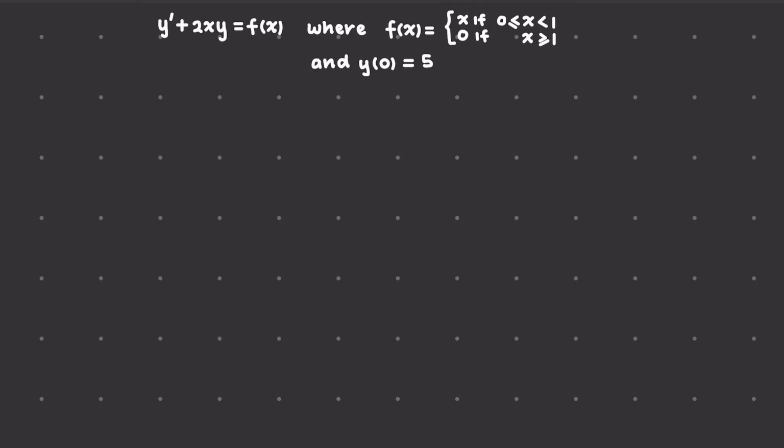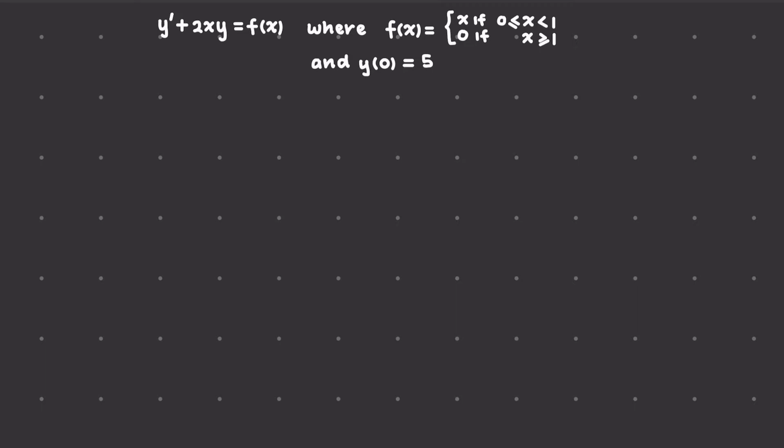Hey everyone, we're back with our second example for today's topic, which is piecewise functions in differential equations. We've got here y prime plus 2xy equals f(x), where f(x) equals x if x is greater than or equal to 0 and less than 1, and f(x) equals 0 if x is greater than or equal to 1. And we've got an initial condition here where y(0) is equal to 5.